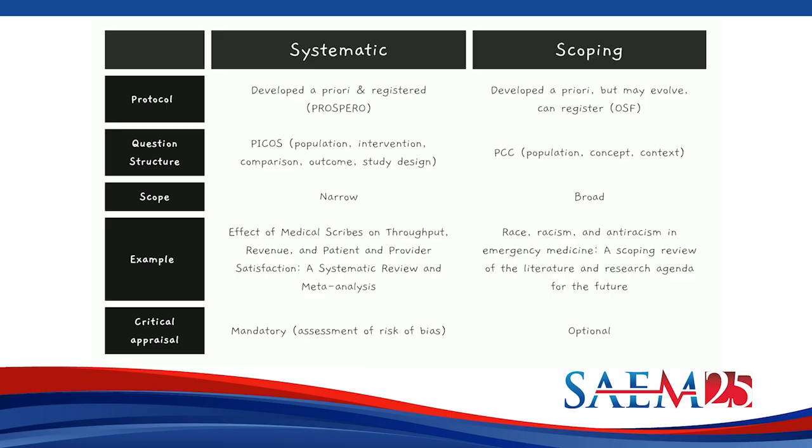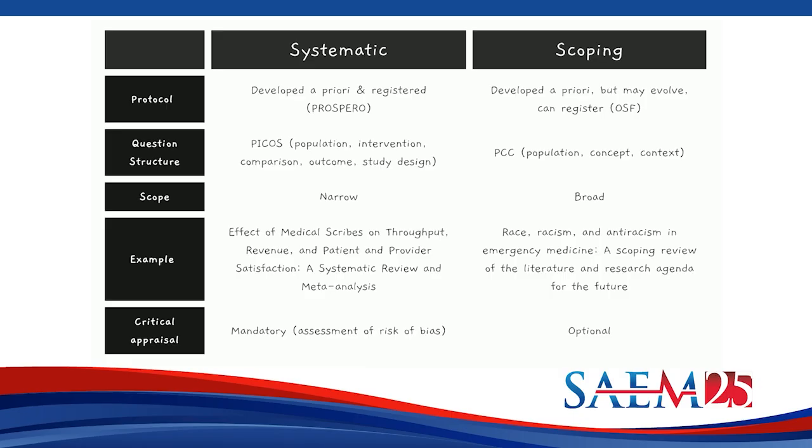So for a systematic review, the research question tends to follow the PICOS format for population, intervention, comparison, outcome, and study design. Versus for a scoping review, the question tends to be a bit more broad and follow the PCC format, so population, concept, and context. Two examples to kind of hammer this point home.